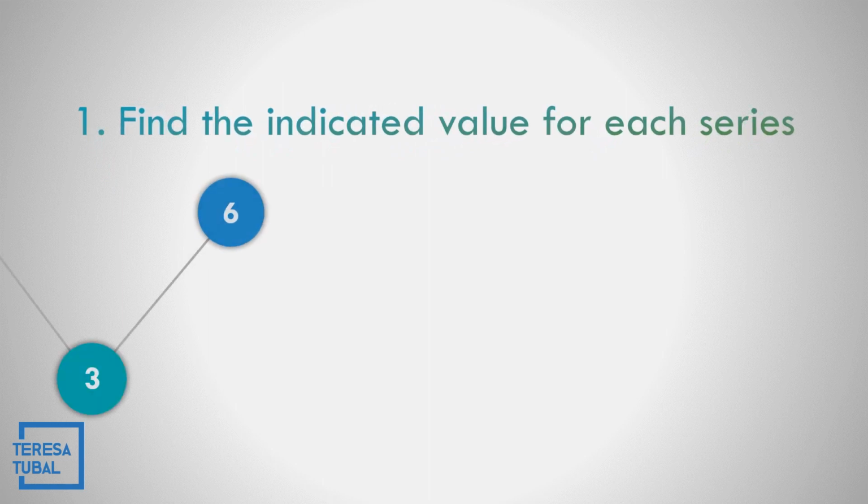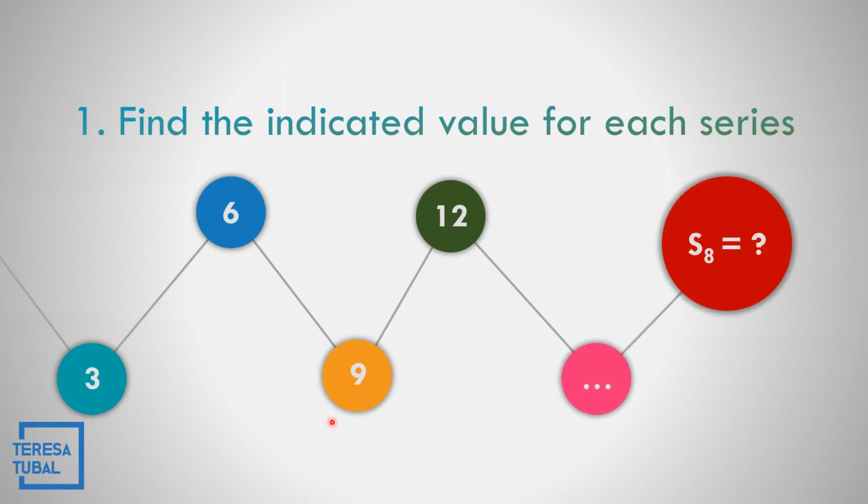Find the indicated value for each series in the sequence 3, 6, 9, and 12. We need to add all the 8 terms of the sequence. Before we get the sum of the 8 terms, we need to complete the 5th, 6th, 7th, and 8th terms. Let us check the pattern.